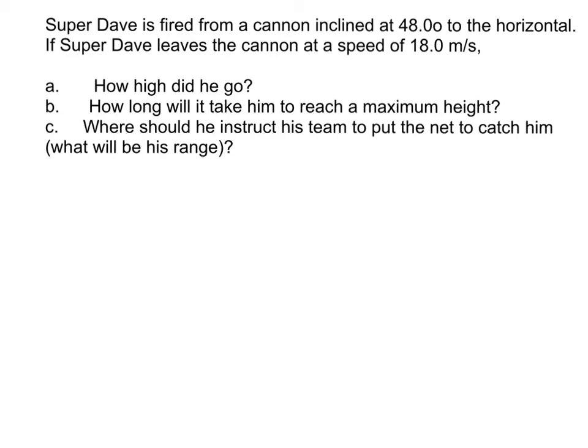This video is a walkthrough of how you might solve a projectile motion question. This is example 1 from the practice problems that I gave you, and it reads that Super Dave is fired from a cannon inclined at 48 degrees to the horizontal. If Super Dave leaves the cannon at a speed of 18 meters per second, then we're asked to find certain things.